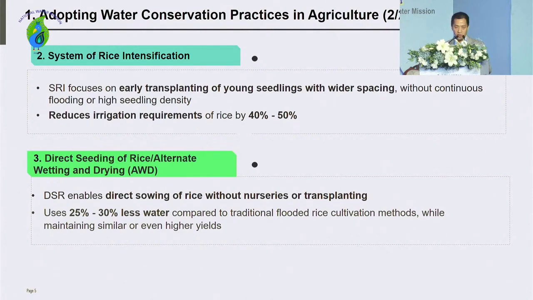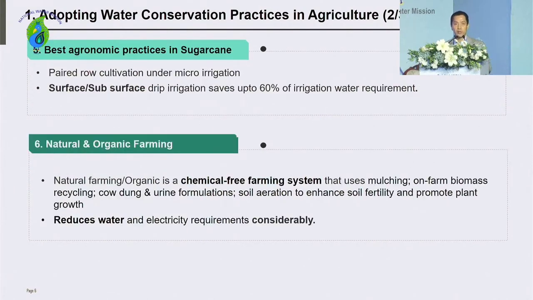So we have developed technology. We are promoting it. For example, system of rice intensification. A simple model, simple technology, but that can reduce the water demand to 40 to 50%. Similarly, direct seeded rice, alternate wetting and drying, these can considerably reduce the water use, whereas at the same time maintaining the yield also. Sugarcane, if we promote micro irrigation in sugarcane, that can reduce the water demand to 60%.